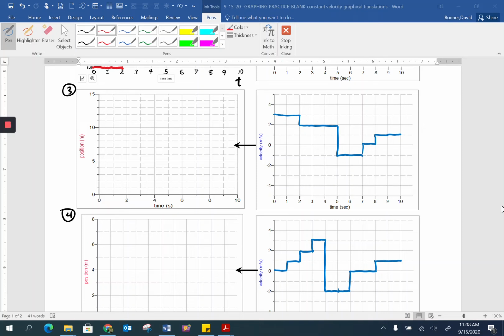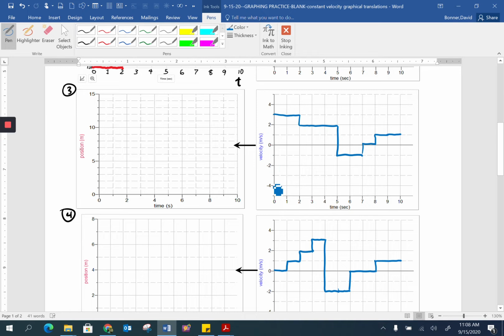In this video, we're going to be looking at constant velocity that's being plotted on a velocity versus time graph, and then using that information to sketch a position versus time graph. So there are several different constant velocities as seen in each of these segments. There's a constant velocity with this one, this one, this one. Every flat line is a different constant velocity.